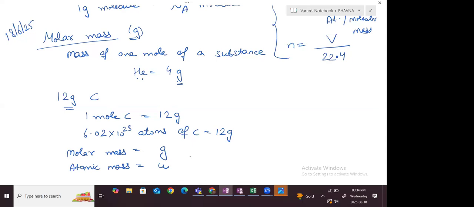After this, this chapter will be completed in 1 or 2 classes, and then we will start as per your choice. Either you want the periodic classification one or the atomic structure. This basic concepts will be done hardly in 1 or 2 more classes. The only thing left is that you have to practice questions.